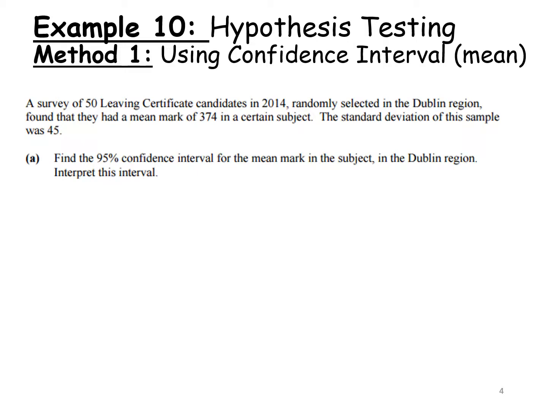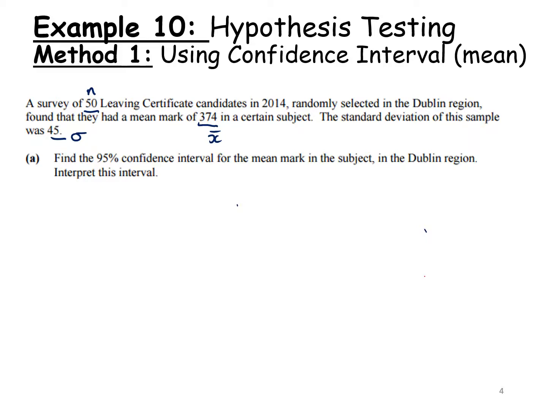So let's take a look at this example, which is a hypothesis testing question, and it's using the confidence interval for the mean. So a study of 50 Leaving Cert candidates, so that is n, so we're talking about a sample, in 2014, randomly selected in the Dublin region, found that they had a mean mark of 374, so that's x bar, and had a standard deviation of sigma. Find the 95% confidence interval for the mean mark in the subject in the Dublin region and interpret this interval.